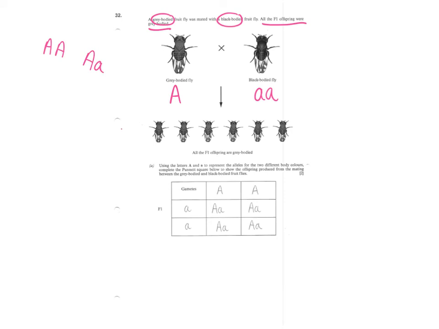To work out which one he needs to be: if all of the offspring were grey-bodied, he has to be homozygous to pass on the dominant allele to every single one of his offspring, which is then shown here. Big A, little a for our black-bodied. And we have all heterozygous offspring, but they're all grey-bodied.